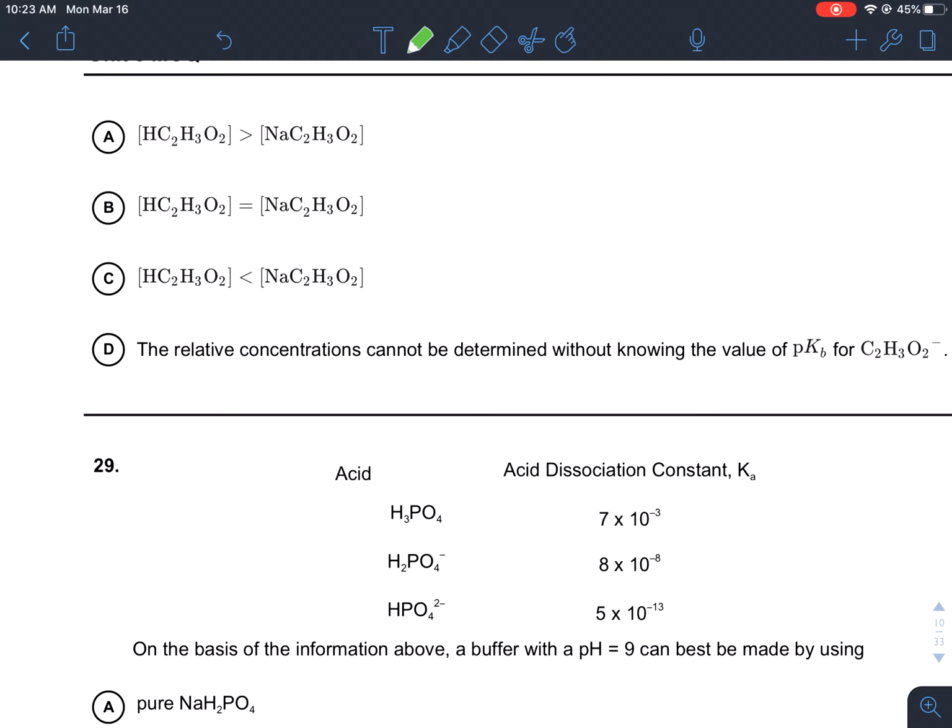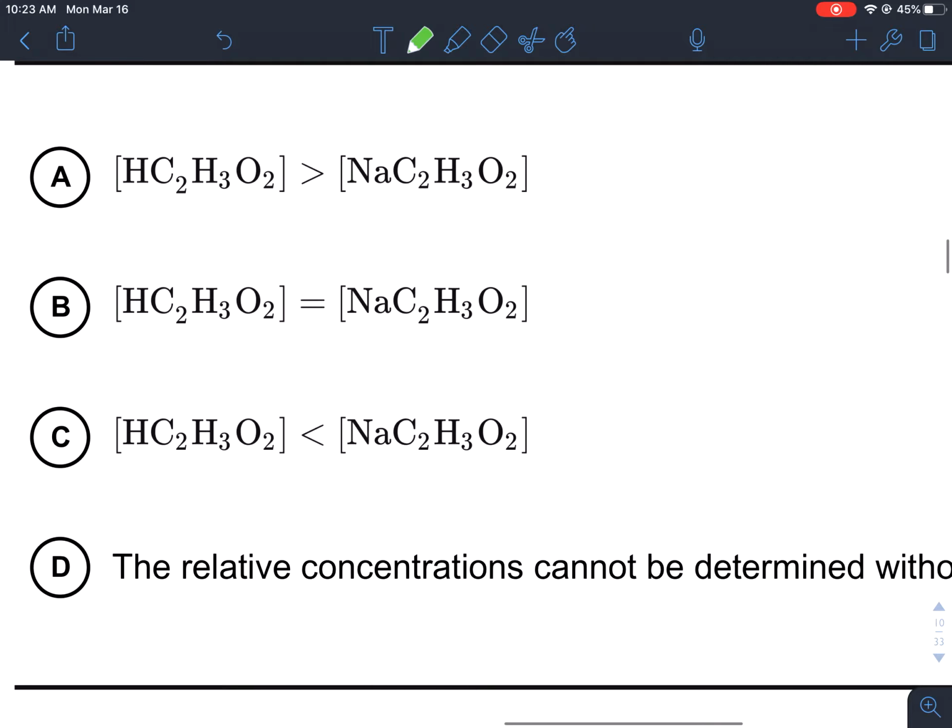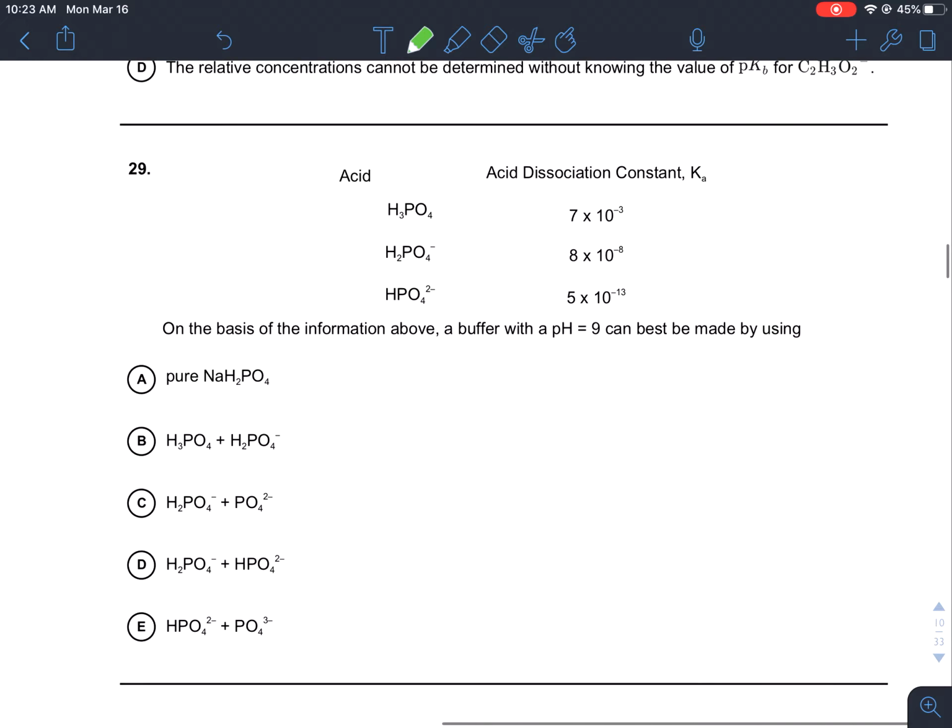Your HA was greater than your A minus. HA was greater than, the answer is A. Now, how do I know that? Why is that A minus? Well, the Na is a spectator. It just goes away. So that's really just your acetic acid is greater than your acetate ion. It's a great Henderson-Hasselbalch question.